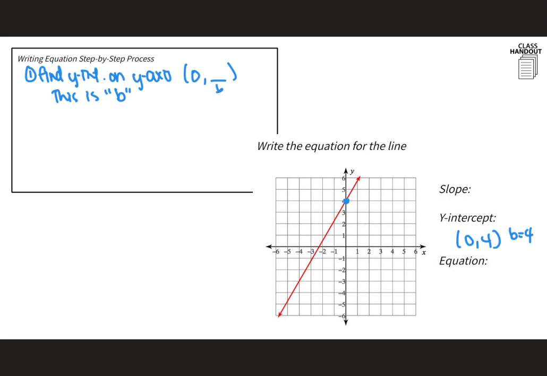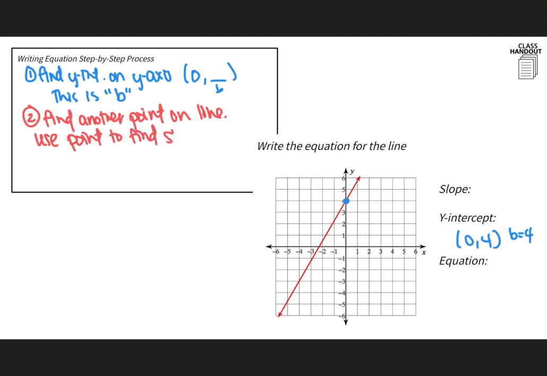Okay, next thing we're going to do is we're going to find another point on the line. And then we're going to use that point to find the slope. So that's going to be m. So looking at my line, I'm just going to basically follow along until I find a point that is on the grid. So following along, another point that seems to be on the grid is this point right here.